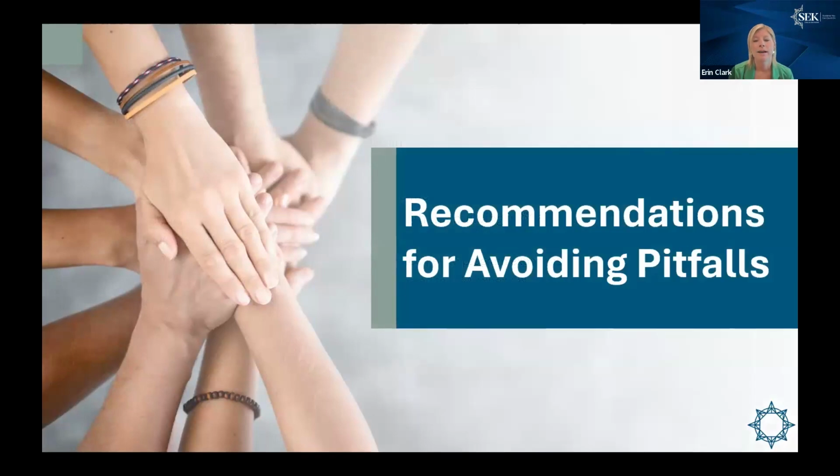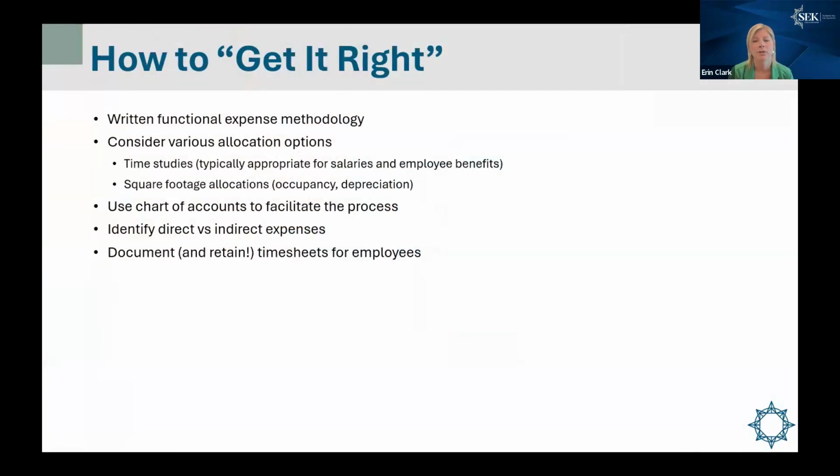So to wrap this all up, I have some recommendations for avoiding pitfalls, how to get it right. Written functional expense methodology, again, is critical. Doesn't have to be some 50-page document. Typically, even for smaller nonprofits, one page or even half a page is probably sufficient, but just make sure you're documenting how you are allocating those expenses, whether they are direct costs, how they get charged appropriately to direct programs or to grants. If they are indirect, how are they being allocated across the functions?